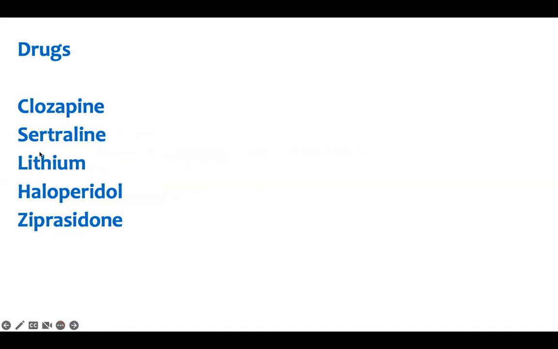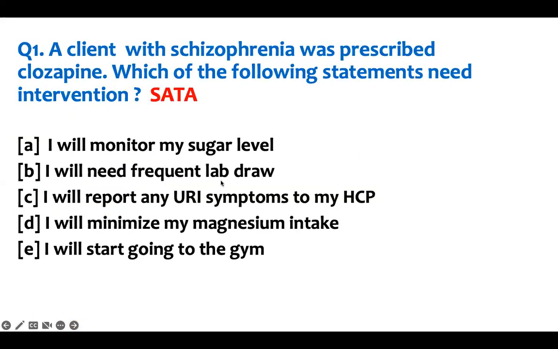So we have Clozapine, Sertraline, Lithium, Haloperidol, and Ziprasidone. The first question is: a client with schizophrenia was prescribed Clozapine. Which of the following statements need intervention? Select all that apply. Like I said, I decided to use this as a form of SATA question so that I can give you most of the information about the medication so that you can know them, and I will indicate the key priority function for which one is the most important for them. So it's a SATA question.